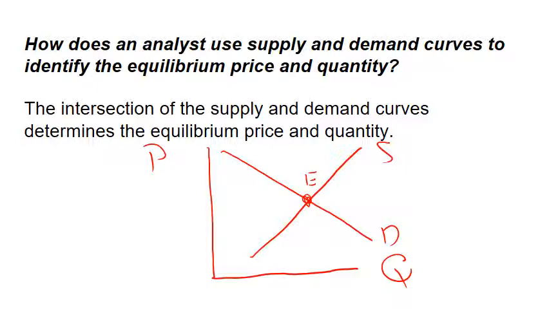The height to point E, maybe that's $10. That is the equilibrium price, P sub E. And the horizontal distance to that quantity, maybe it's 500. And that equals the equilibrium quantity. We'll call that Q sub E.